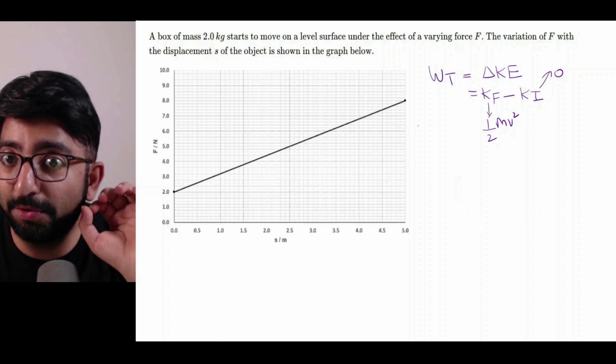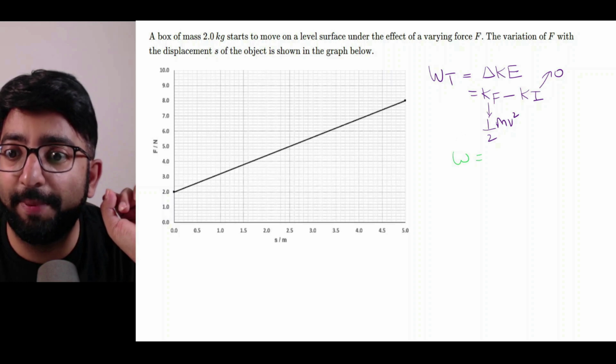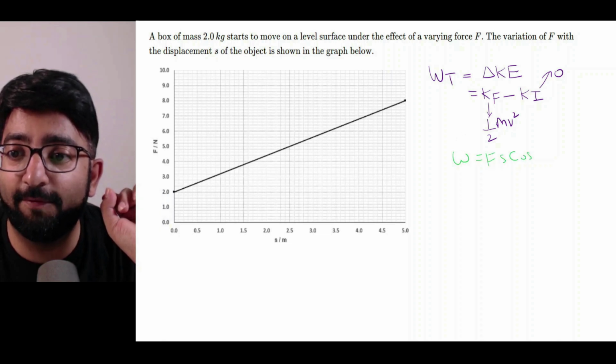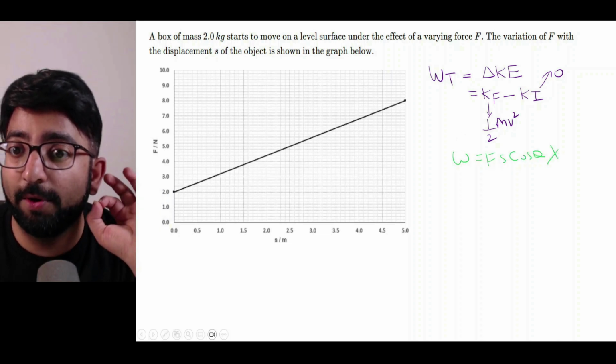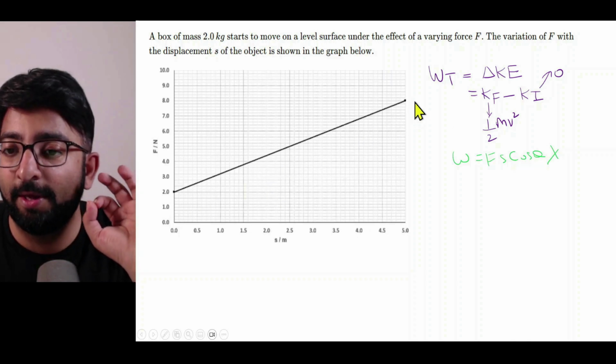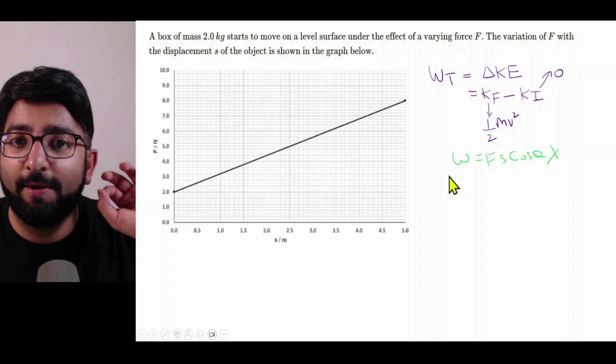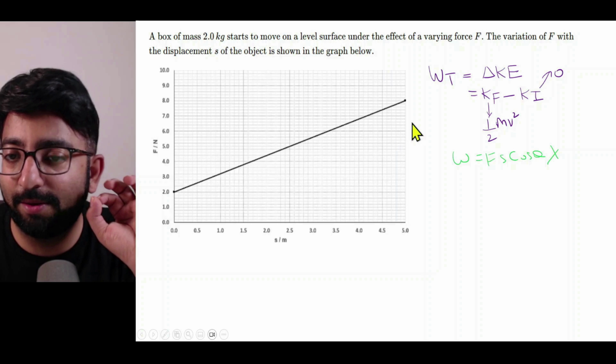So how do we figure out the total work done? Now, we cannot apply the basic formula for work, F s cos theta. That formula is not applicable because the magnitude of force is not constant. It is constantly changing. So that formula goes out of the window. So what do we do in such cases? We have to figure out the area under the graph.